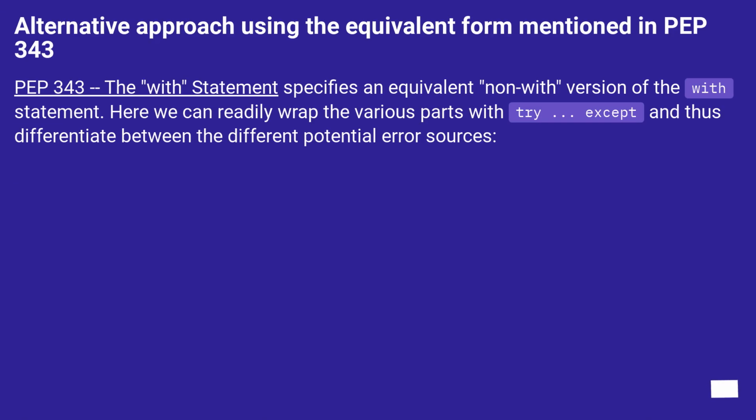Alternative approach using the equivalent form mentioned in PEP 343. PEP 343, the with statement, specifies an equivalent non-with version of the with statement. Here we can readily wrap the various parts with try/except and thus differentiate between the different potential error sources.